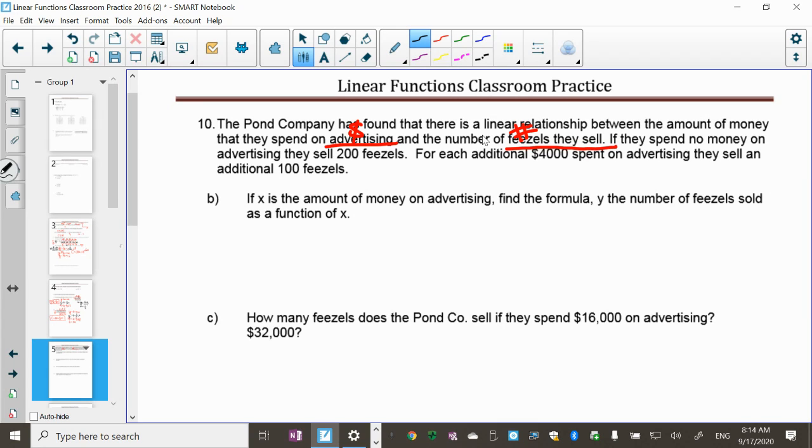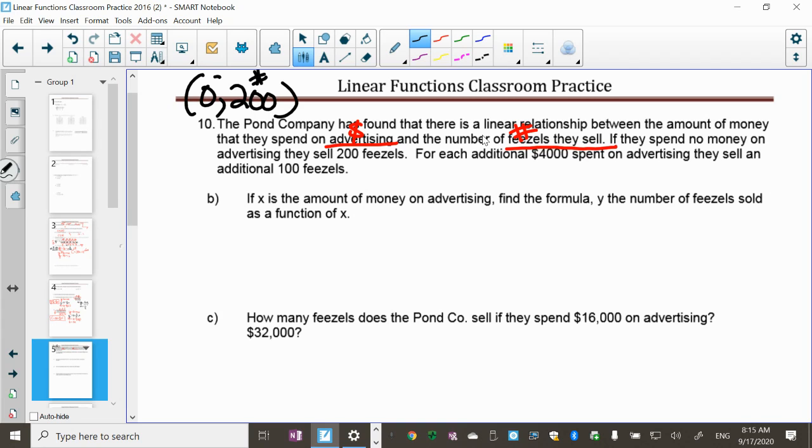So in this case, what do you think advertising does? Brings people in to buy what? Feasels. So I ask myself, does the number of feasels depend on the advertising, or does advertising depend on the feasels? The number of feasels I sell is going to depend on advertising. That's what I think, so let me read it. They say if there's no money spent on advertising, they sell 200. So I was right. If I have no money in advertising, I'm going to sell how many feasels? 200. So my point is (0, 200).